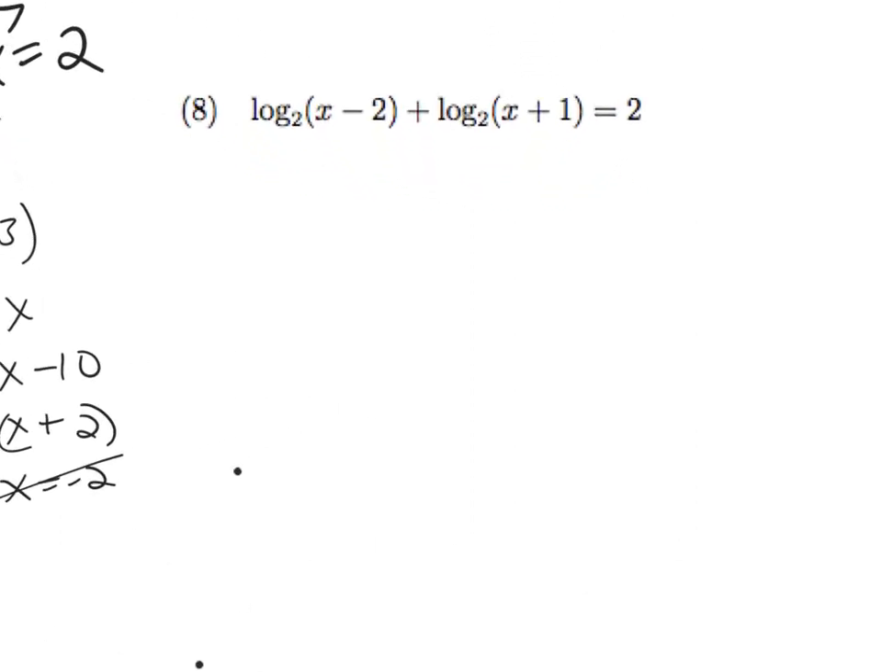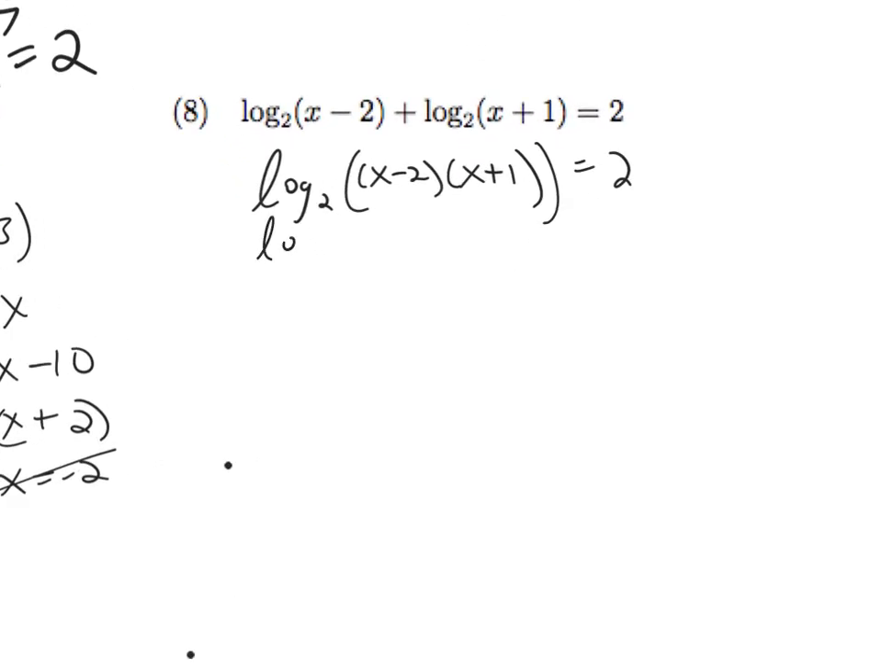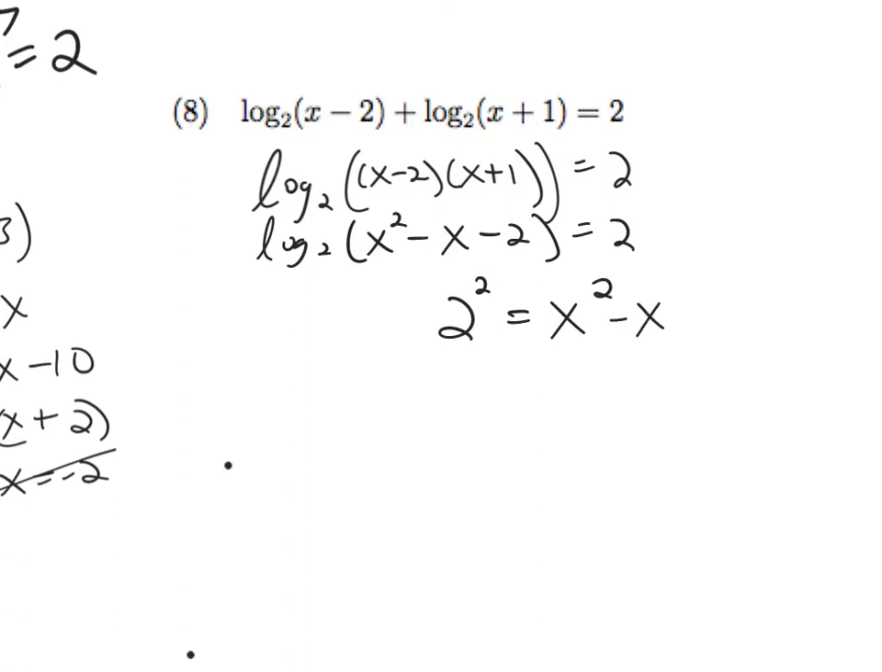Another one. Log base 2 of x minus 2 times x plus 1 equals 2. So that's log base 2 of x squared minus x minus 2. Change this to exponential form. 2 squared equals x squared minus x minus 2.